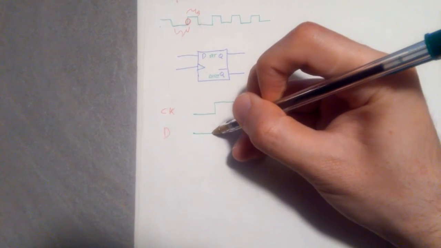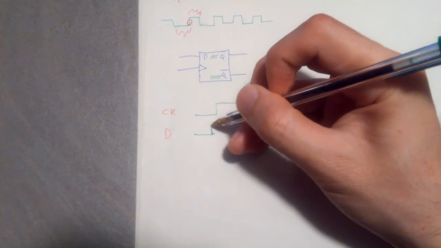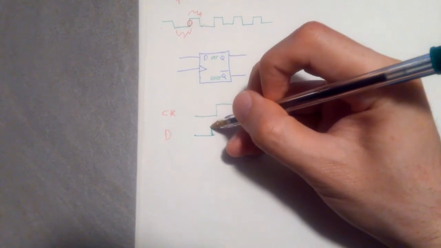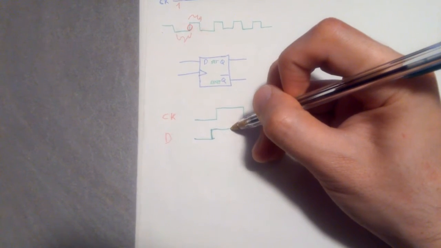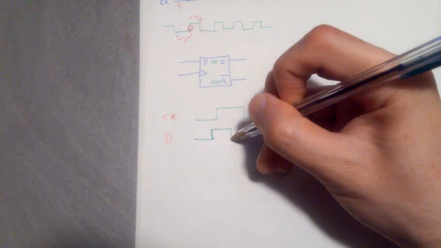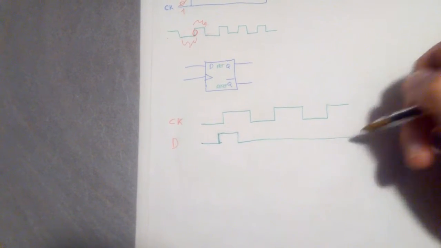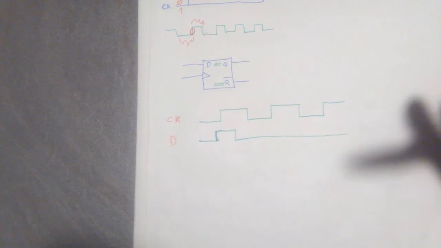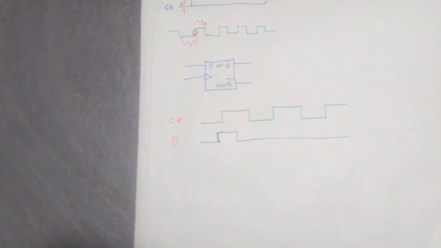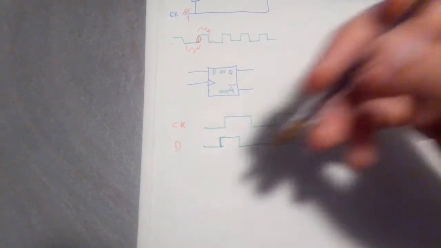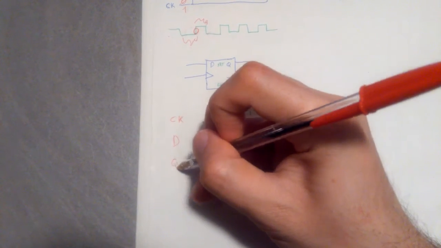So it's gonna go high here. Okay, so before the clock, and then here, let's suppose that it's gonna go low, and then let's just assume that it's gonna stay low. Now, in the output, what we're going to see is a few interesting things. So Q is going to be our output.